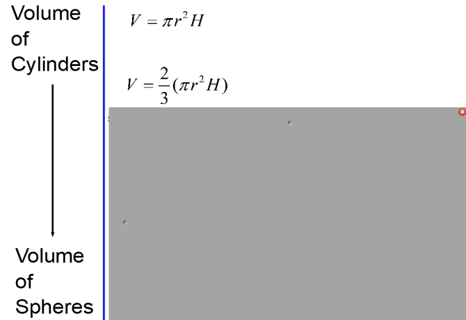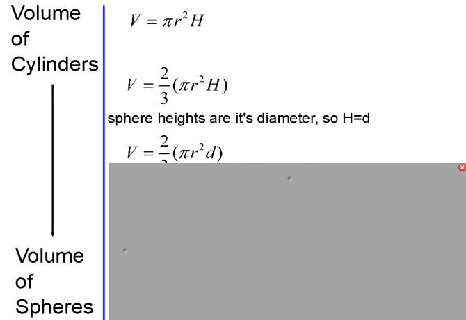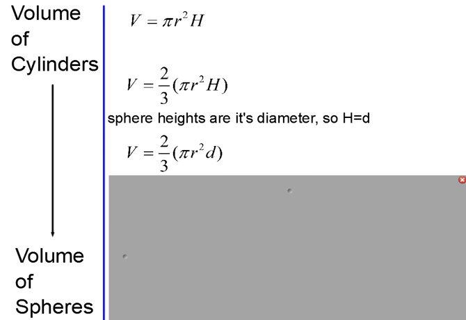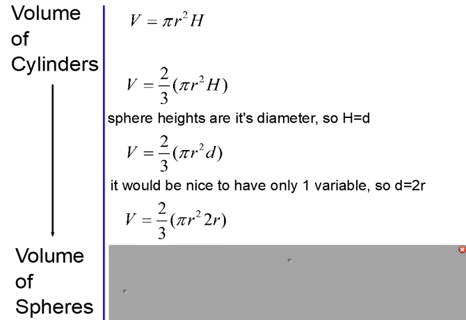So now our volume formula says volume equals 2/3 times pi r squared times height. But sphere heights are actually its diameter. So instead of putting h, because that's not really a word we use with spheres, we're going to put a d. So now my formula says 2/3 pi r squared times d. But wouldn't it be nice if you only had to plug in one variable? And since we know that d is equal to 2r, let's replace the d with a 2r. So now the volume formula says 2/3 times pi r squared times 2r.